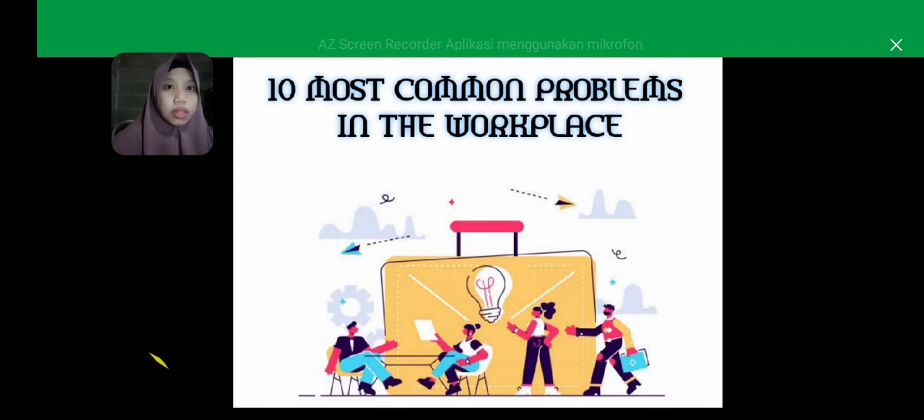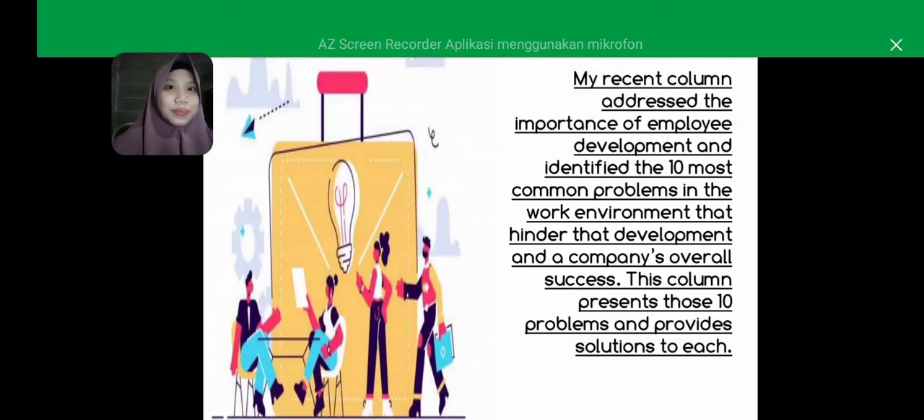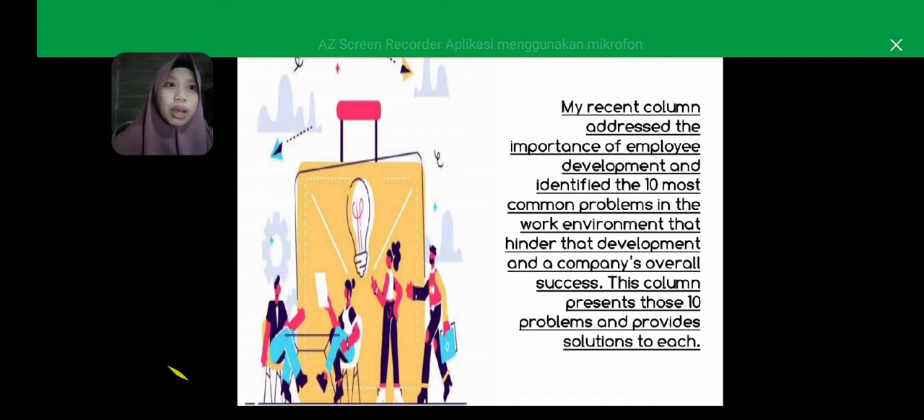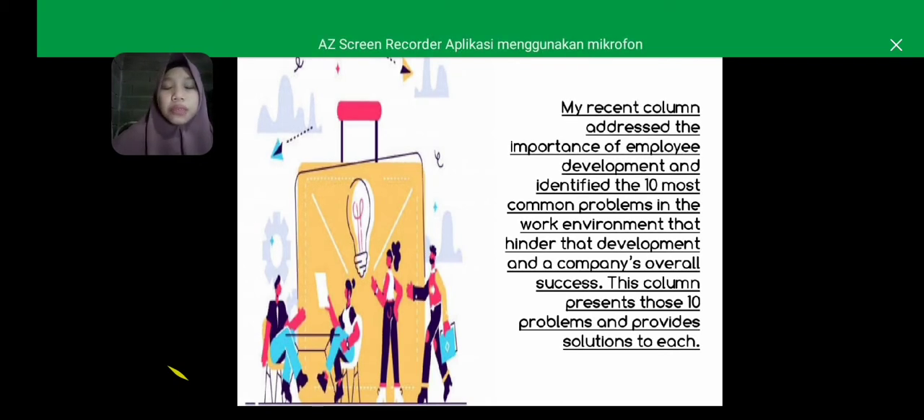Today, I will present the 10 most common problems in the workplace. My reason is to address the importance of employee development and identify the 10 most common problems in the work environment that hinder that development and a company's overall success. This presentation covers these 10 problems and provides a solution to each. Next, I'll explain the 10 problems in the workplace.